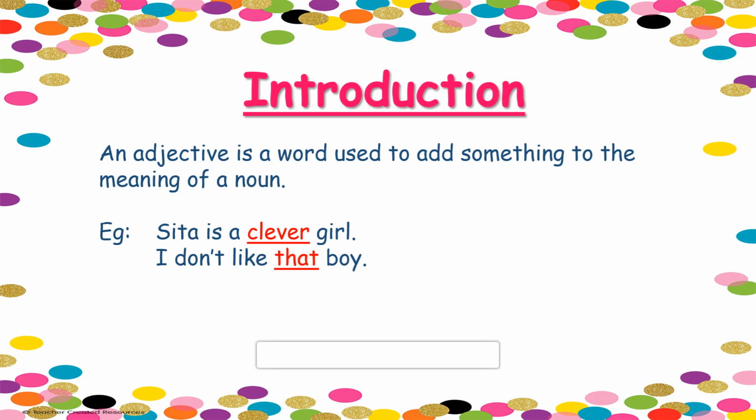In the next video, we are going to discuss the kinds, and at that time I will specify the types of adjectives. Here simply remember that it is an adjective. That is an adjective, and boy is a noun. So which boy? That boy. So here the word that adds meaning to the noun, that is, boy.